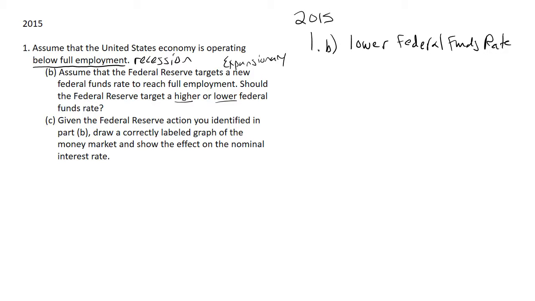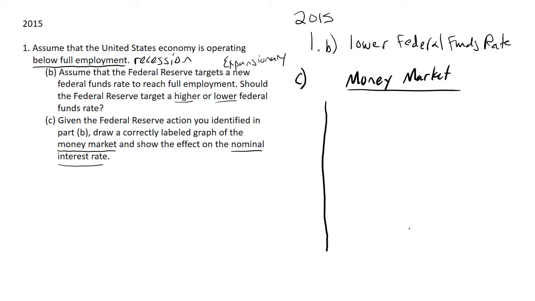Given the Federal Reserve action that we identified in part B, draw a correctly labeled graph of the money market. Please underline the graph they tell you to draw. And then it says to show the effect of the nominal interest rate. So they're very kind, guys. They remind you to incorporate the nominal interest rate onto your graph. So make sure you format this properly. We're on part C. And the first step to drawing a graph is to title it. So I'm going to title my graph Money Market.